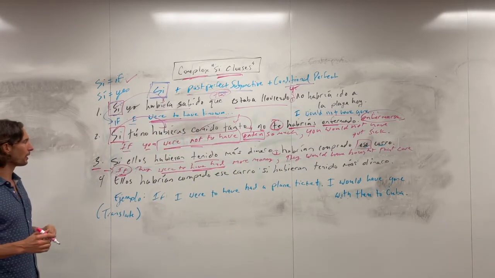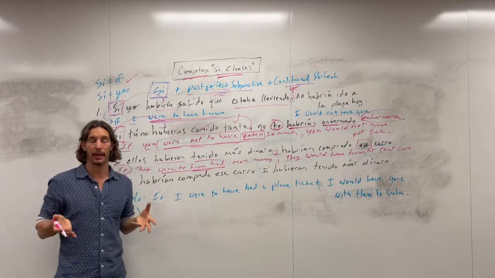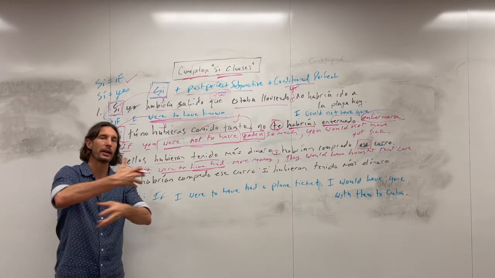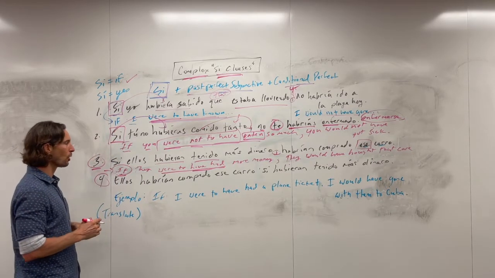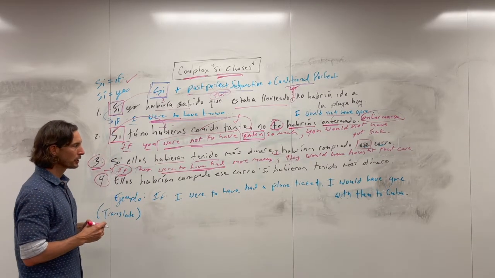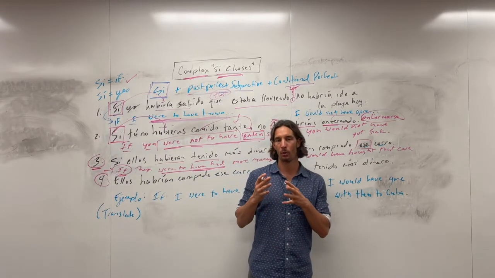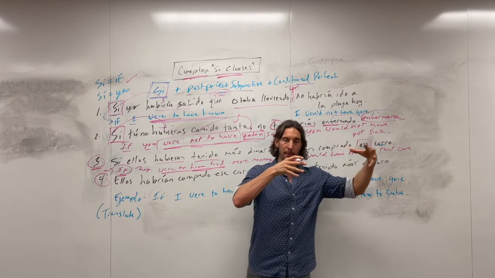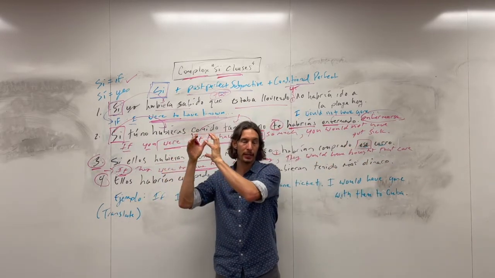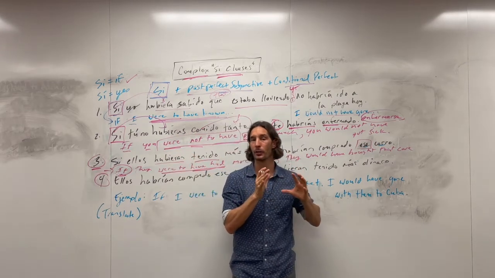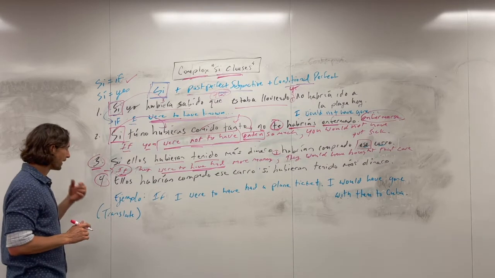And like I said earlier, number 3 and number 4 are the same thing, effectively. It's just that I've rearranged that sentence. And so, ellos habrían comprado ese carro si hubieran tenido más dinero. All we did was take the conditional perfect, put it in the front, and take the si and the past perfect subjunctive, put it in the back. And so let's see what that looks like again in English.